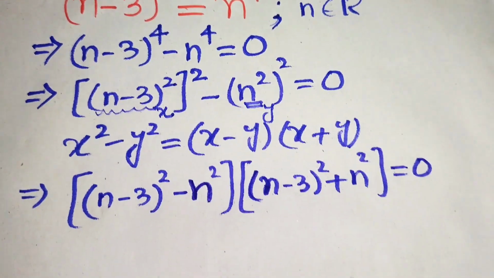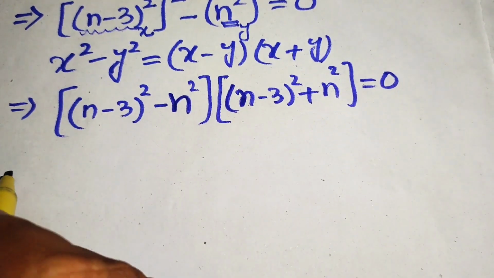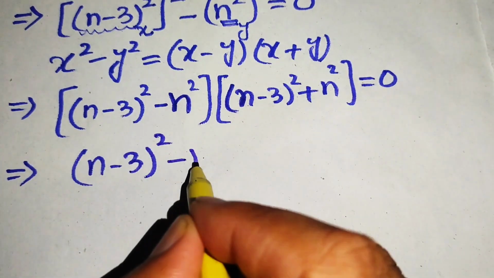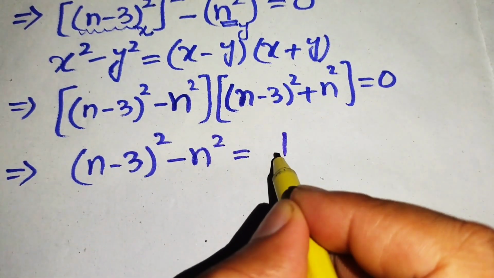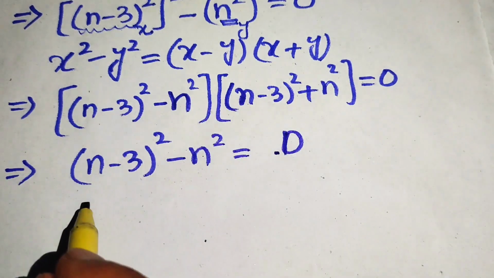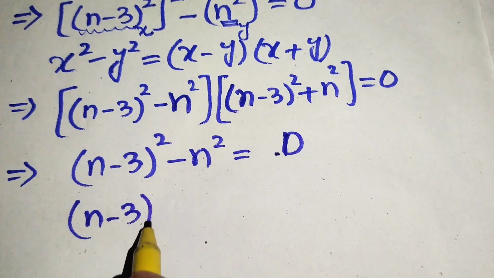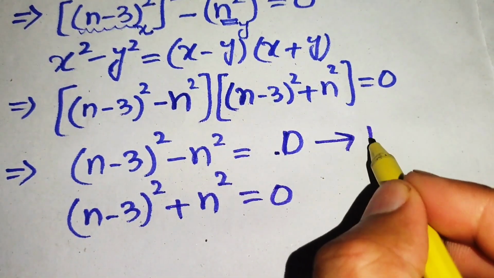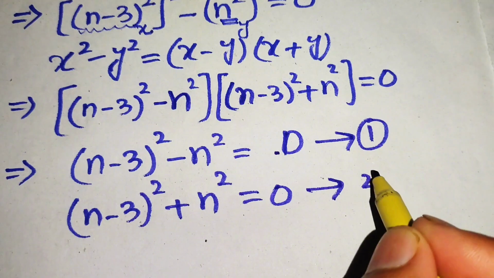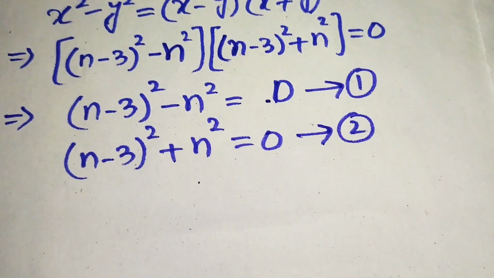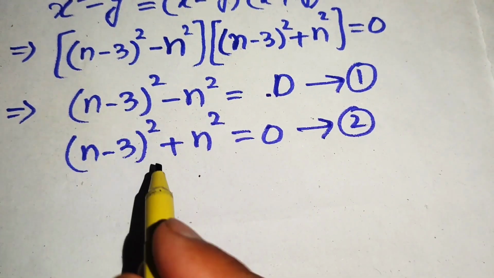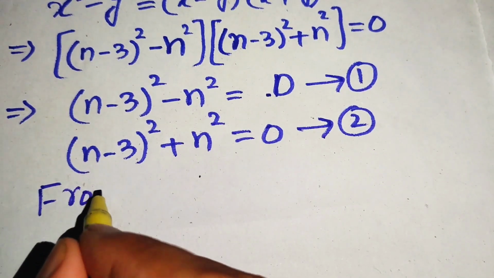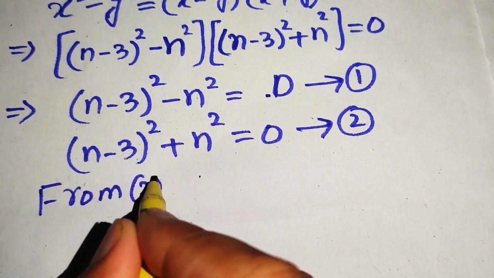After that we have two cases. Our first case is (n − 3)^2 − n^2 = 0, and the second case is (n − 3)^2 + n^2 = 0. We call this equation number 1 and this equation number 2. We solve these two equations one by one and find the real roots. First we focus on case number 2.